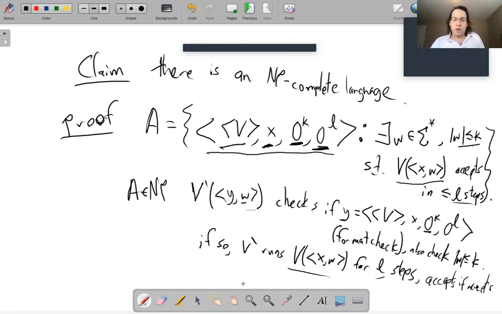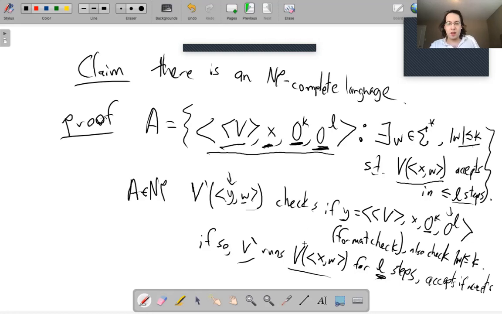Okay, so first of all, because we're simulating something for only L steps, and L was part of our input size, right? The input size of Y here was of length at least L, because of the 0 to the L. So this causes V prime to run in polynomial time, because it only simulates a machine for L steps, and L was part of the input size.